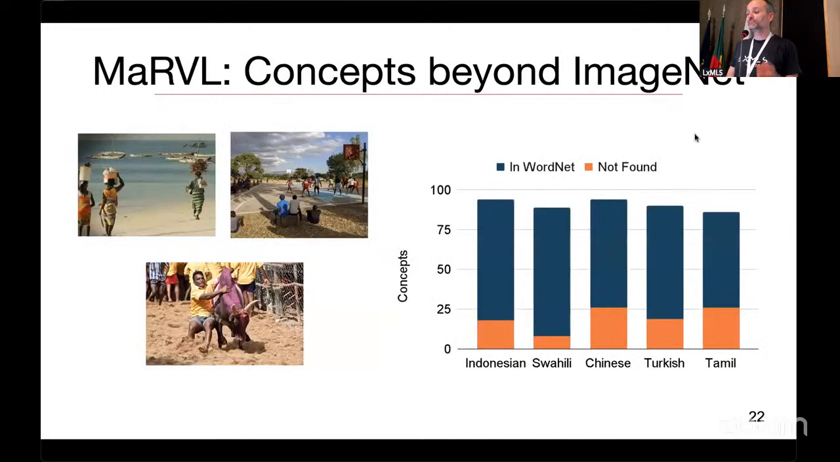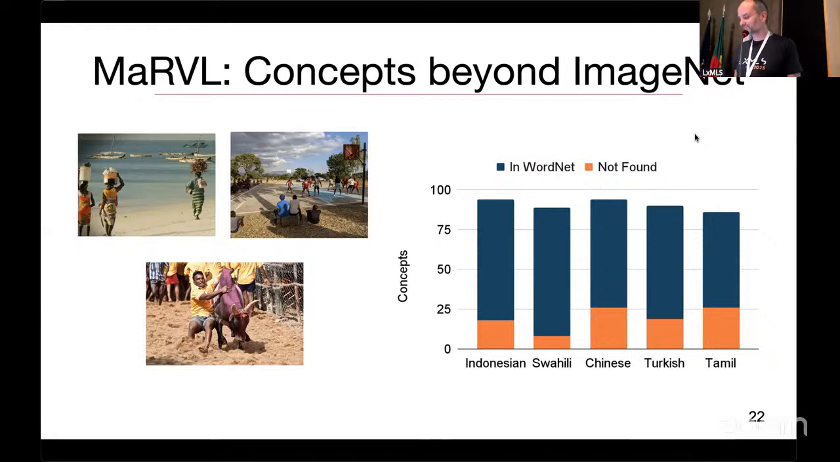In terms of Marvel, our scope here was to try to go beyond the concepts represented in ImageNet. ImageNet is by far one of the most influential datasets that exists in machine learning, but it's based on an English taxonomic hierarchy of language. And so if you want to try to understand other concepts in the world, it's maybe not the best place to start.